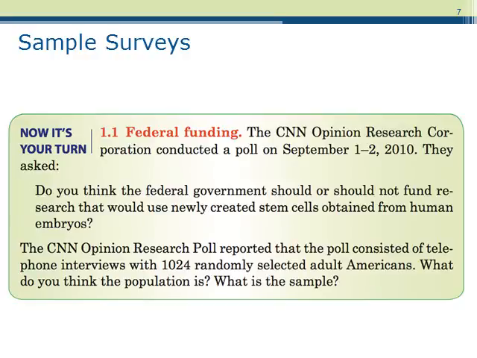What do you think the population is? And what is the sample? So pause the video and unpause when you're ready for the answer. In this case, the population would be all adult Americans, and the sample would be the 1,024 that were randomly selected.